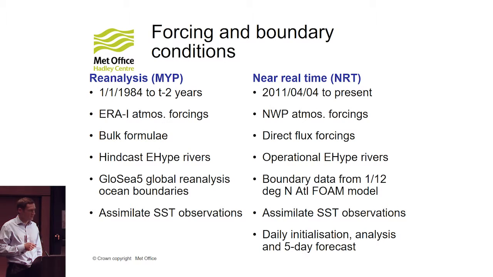The reanalysis, like most reanalysis products, uses the ERA-Interim atmospheric forcings. It's using the CORE bulk formulae as within the NEMO model. We're using E-HYPE rivers from the E-HYPE Pan-European product. The boundary conditions come from the GloSea5 ocean reanalysis that Drew was explaining in detail earlier, so I don't need to say too much more about that. And as I say, we assimilate sea surface temperature observations.